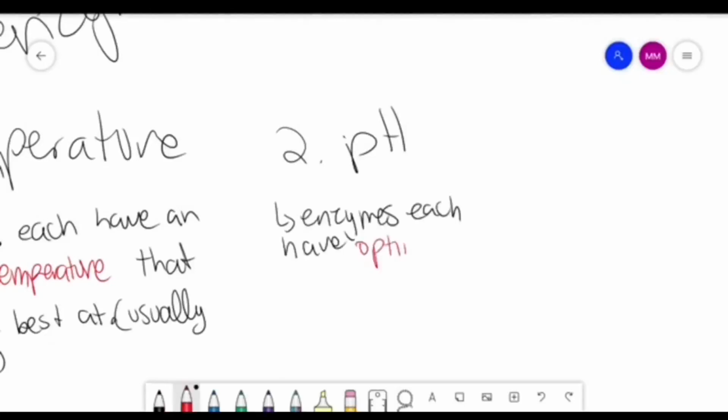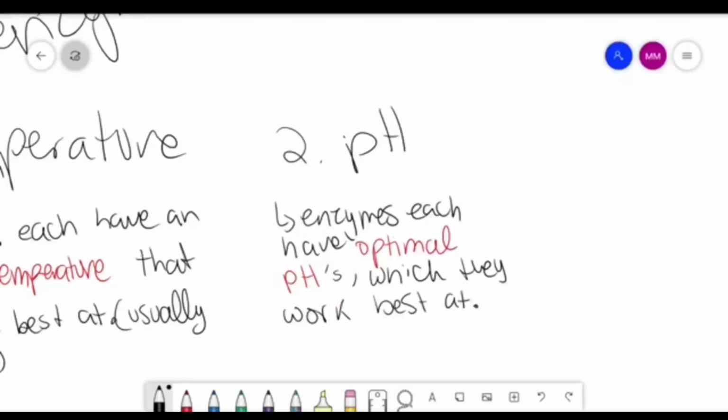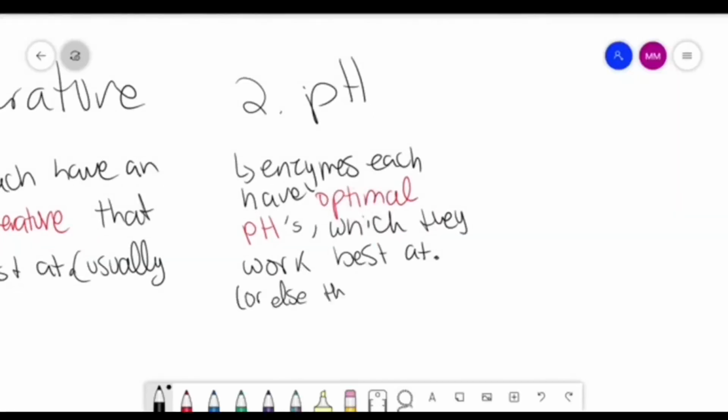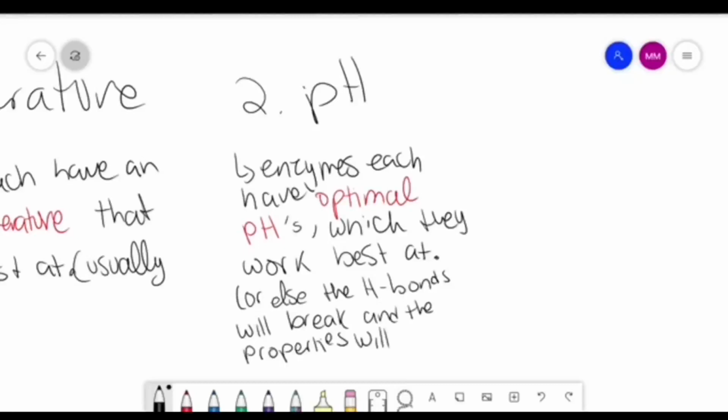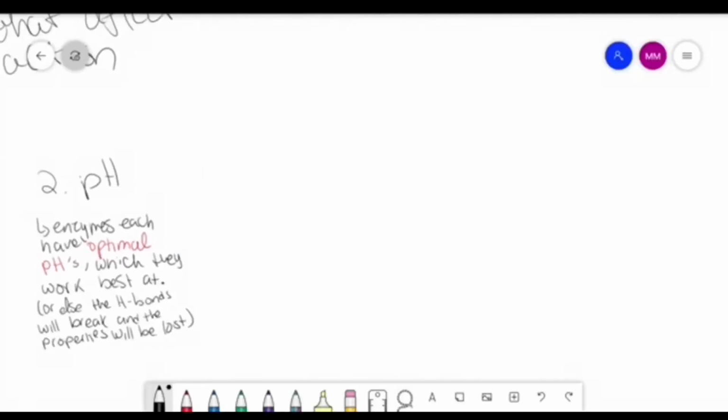The same goes for pH. Enzymes each have an optimal pH at which they work the best. And if it is not at the correct pH, the enzymes can get denatured, and this is when the hydrogen bonds will break and the properties of the enzymes will be lost.